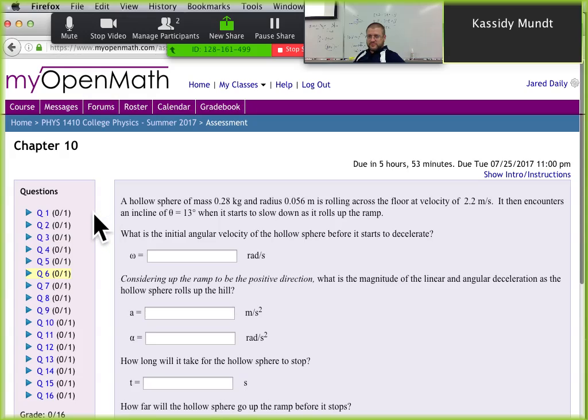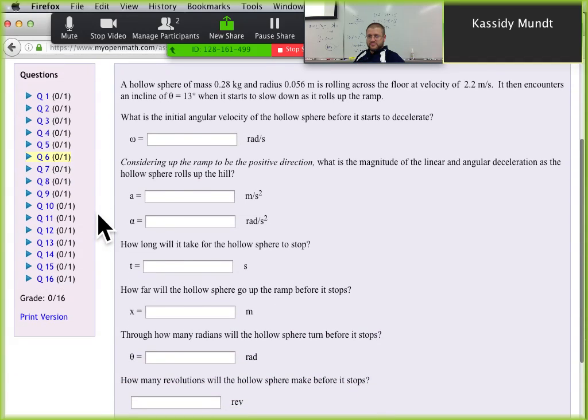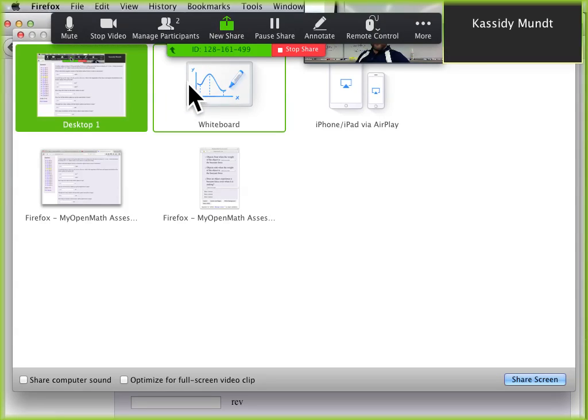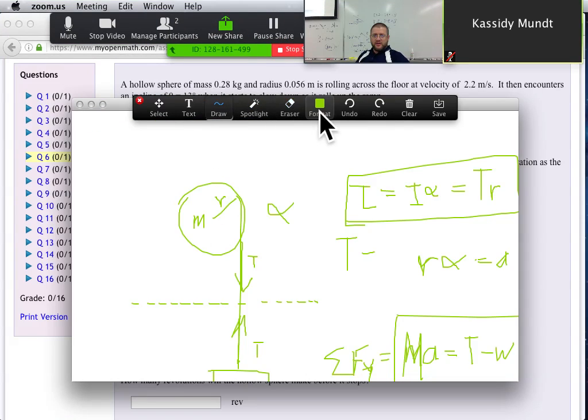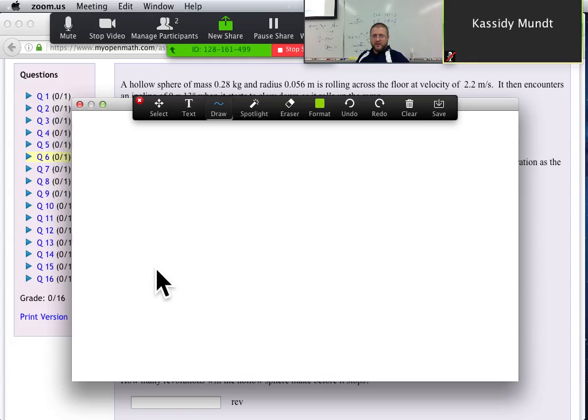So I was able to get the initial angular velocity, but as soon as it starts to roll up the hill even further... Okay, so this one is very much a conservation problem. So we start off like this, and then we're going up a hill, right?